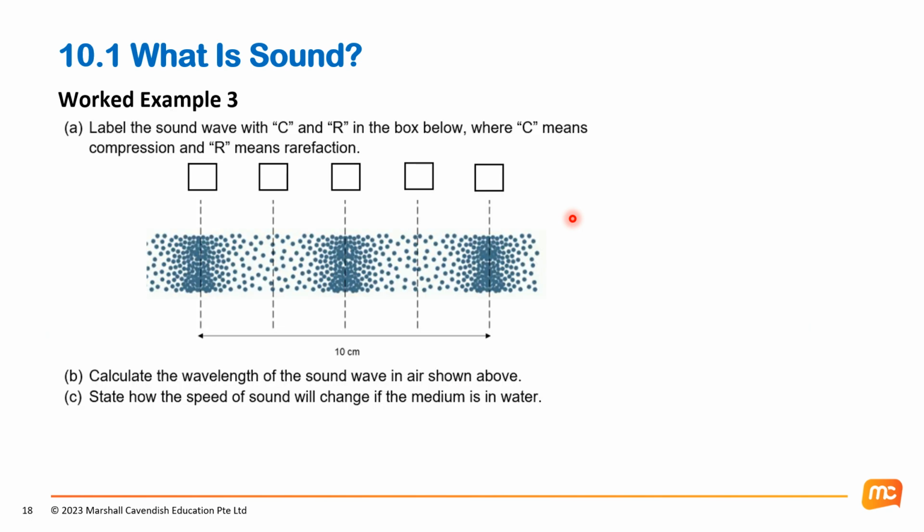So in this third worked example, you want to label the compressions and rarefactions. I think it's quite straightforward to do so. You can see the compressions are where the gas particles are compressed and close together, rarefactions where they are far apart. Then calculate the wavelength of the sound wave. If you look at it, the wavelength would be 2.5 centimeters. And to state how the speed of sound will change if the medium is water, it would be what we spoke about earlier, which is that the speed of sound would be much faster in water.